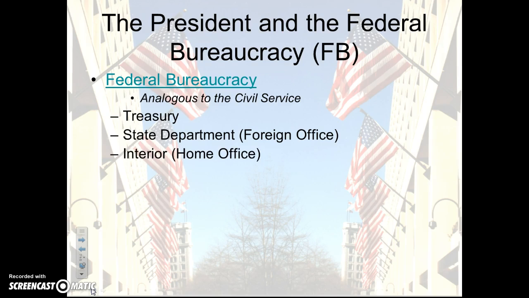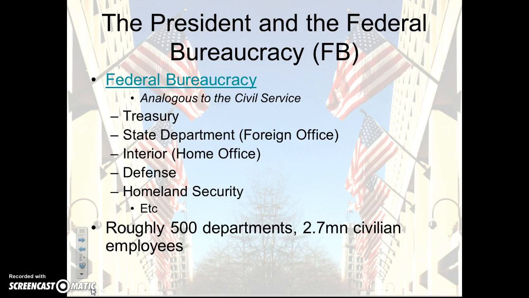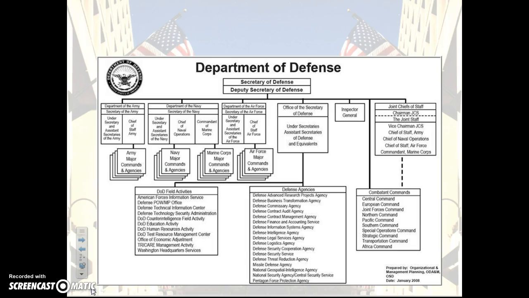There's Treasury, State Department, Interior, Defense, Homeland Security, and so on and so forth. About 500 departments, 2.7 million civilian employees. Now, 500 departments, obviously, not each of those has a Secretary of State. The Secretaries of State attending Cabinet, about 24.